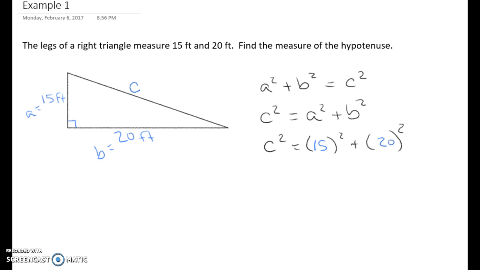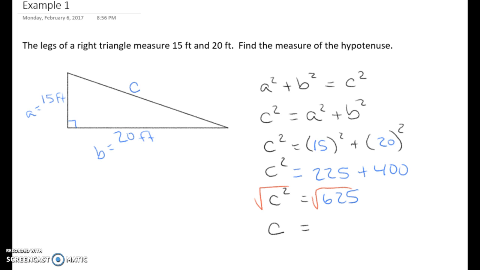At this point, I can do the calculations for the right side of the equation. I get to the point where c squared equals 625. We know to solve for c, we would need to take the square root of each side. Normally, when we take the square root, we'd have a plus or minus case. In this case, plus or minus 25.